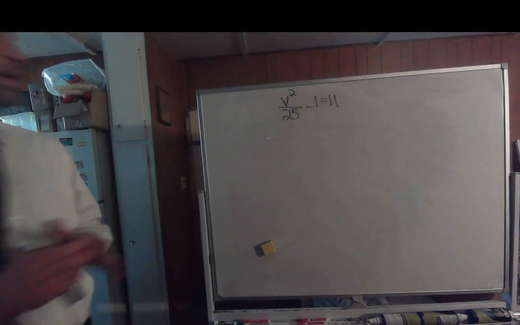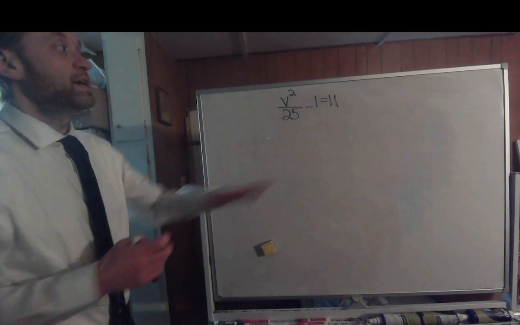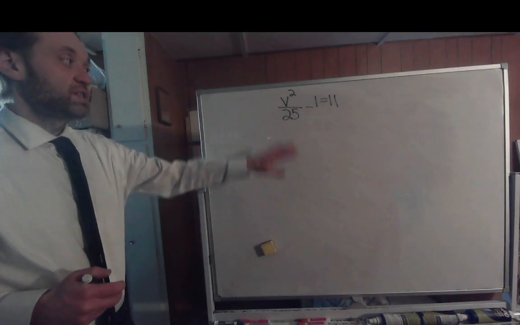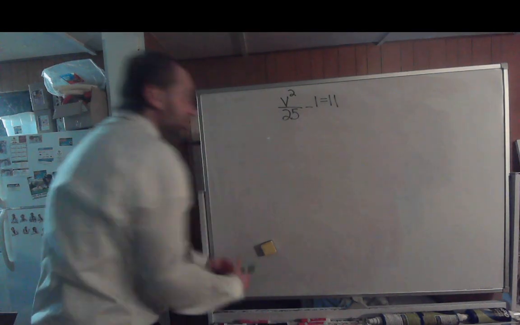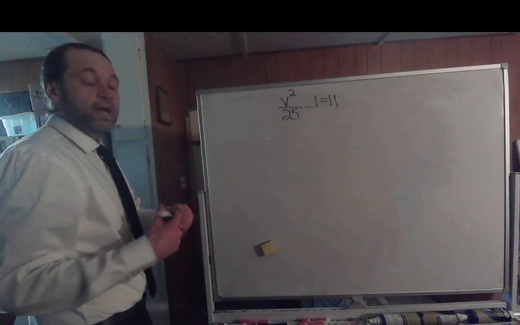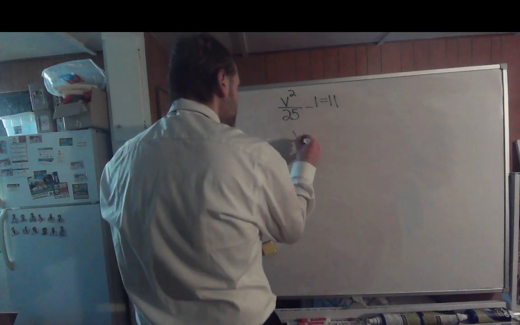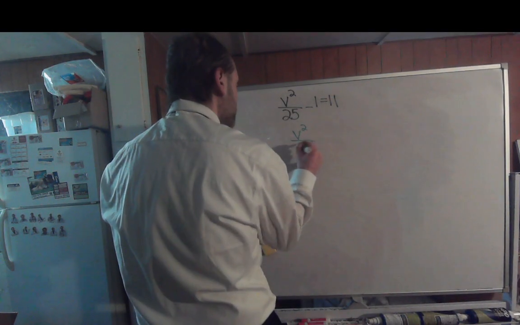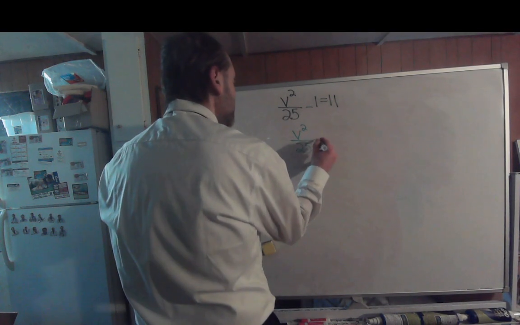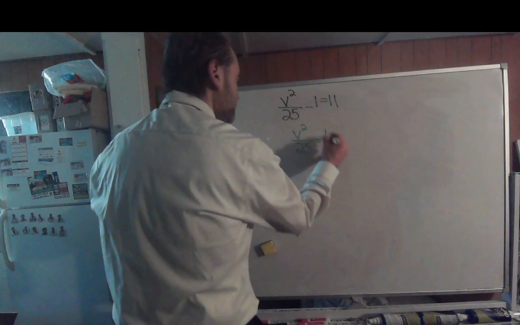So v squared over 25 minus 1 equals 11. I'm going to suggest we start by getting that v squared over 25 by itself. So add 1 to both sides. You do that, you'll simply get v squared over 25 is equal to 12.